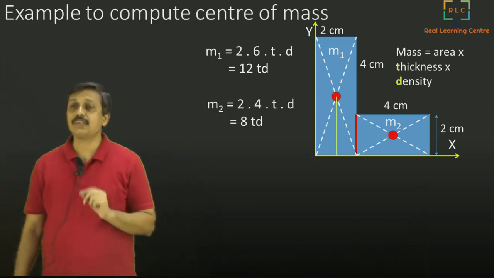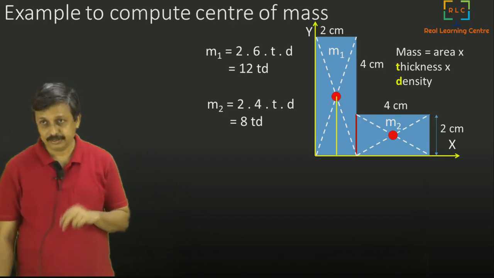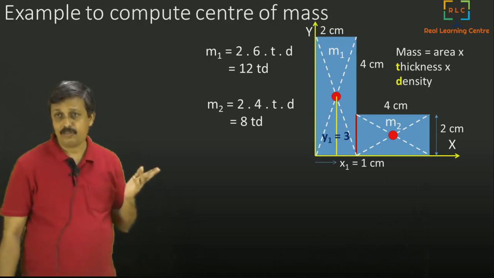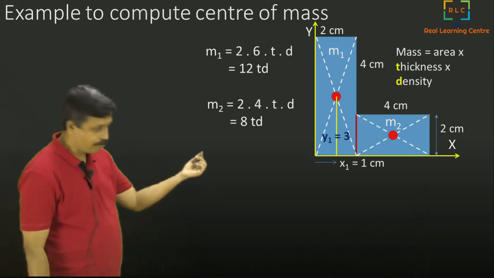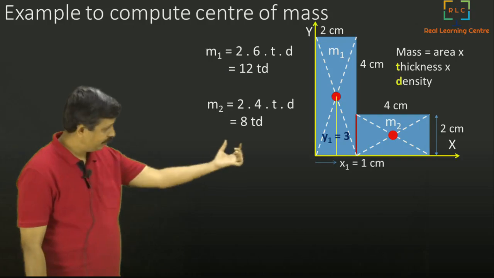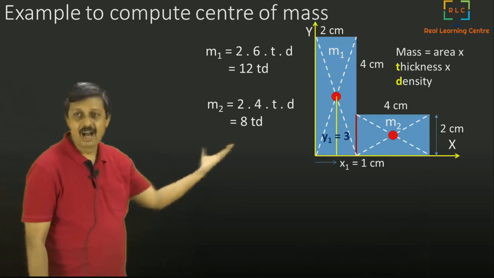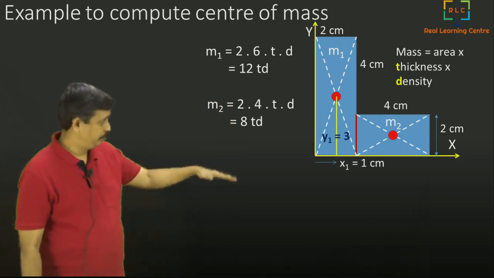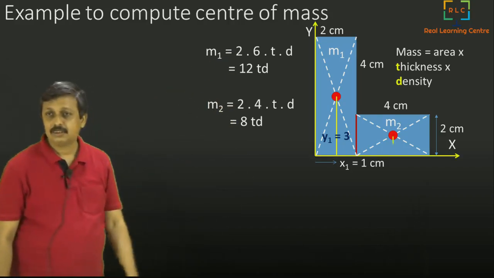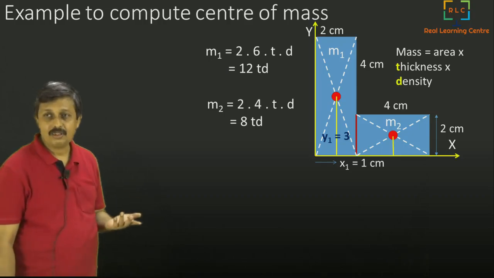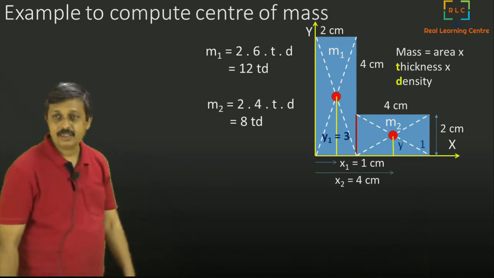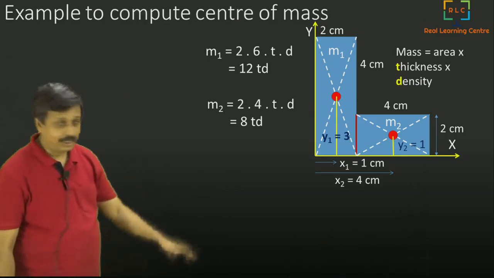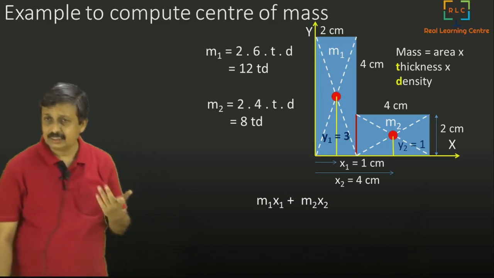For that, first of all, we will locate this. We will say the center of mass for the first one is x1, which is 1 centimeter, because it's half of the width. y1 is 3 centimeters, because the total is 6 centimeters. Similarly for the second one, we draw a line there and find that x2 is 4 centimeters, where the center of mass is located, and y2 is just 1 centimeter.